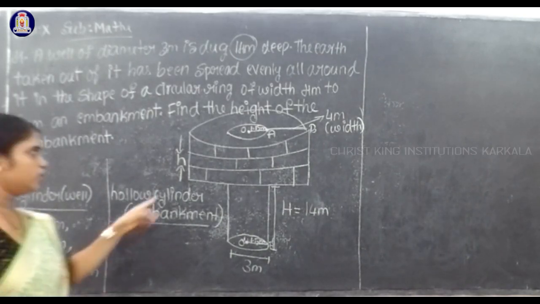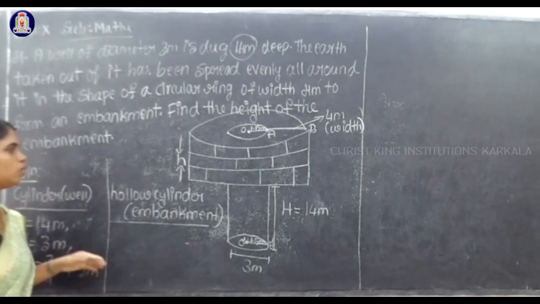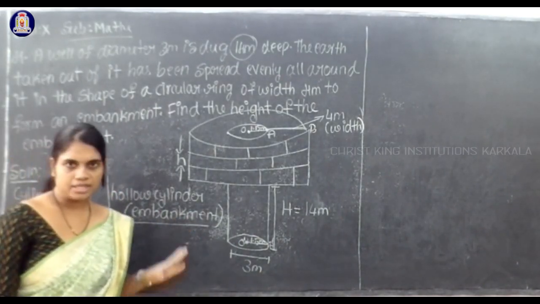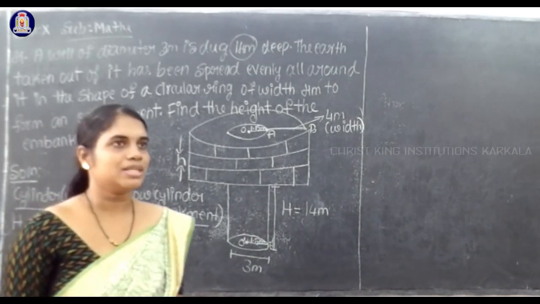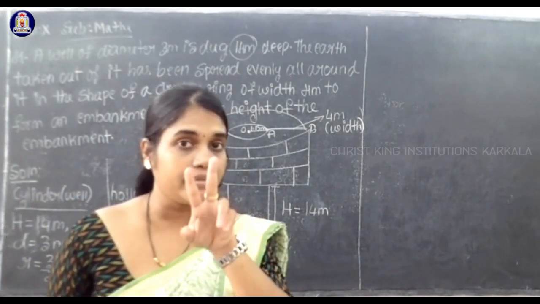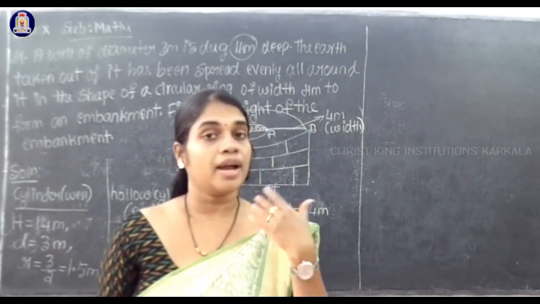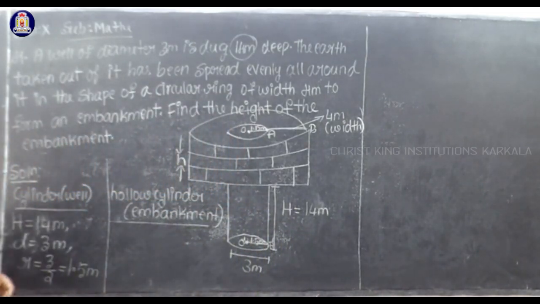So OA is also equal to 1.5 meter. Okay. So now we will come to the hollow cylinder. Hollow cylinder means embankment. See students, for the hollow cylinder you have to remember you will be having two types of radius, that is internal radius and external radius. So first we will write the internal radius.